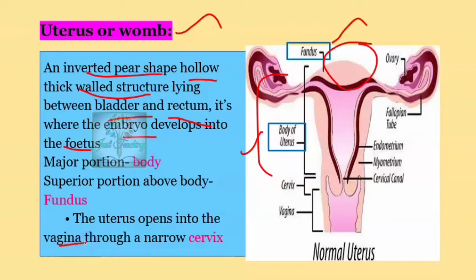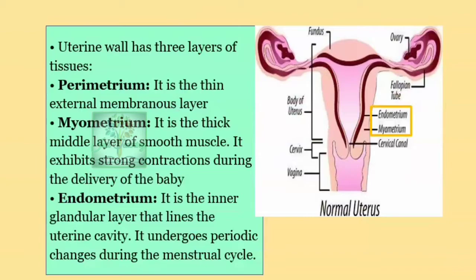The uterus opens into the vagina through a narrow cervix. The next part which leads from the uterus is the vagina, and it is via the cervix. Next, we will see in a little more detail about the uterus structure. I have already told you the uterus wall is very thick in nature.